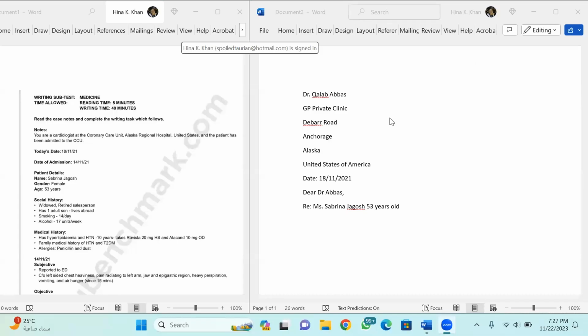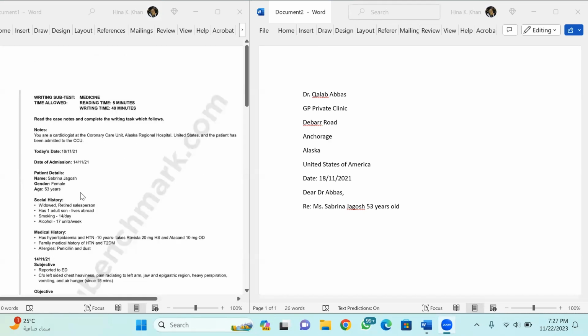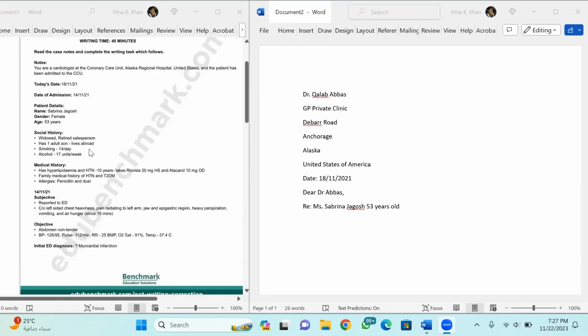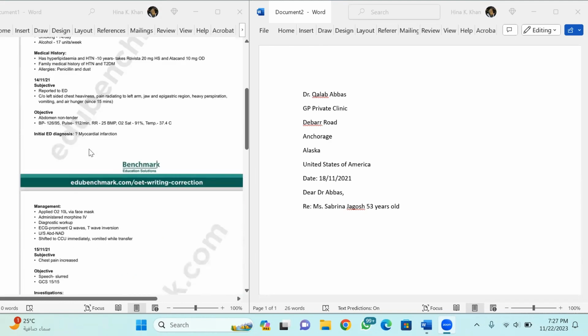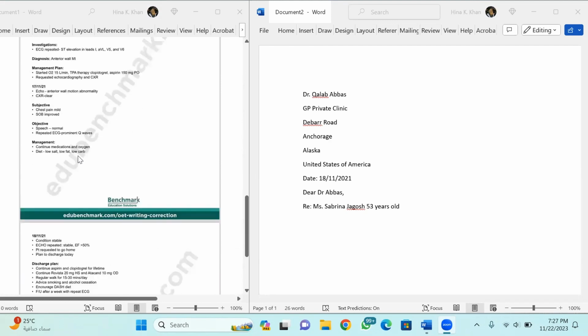Recording and okay. So this is the letter. This I have taken from this benchmark. And the first line is that I'm a cardiologist and I'm writing back to the GP of this patient. Okay, here is the task.